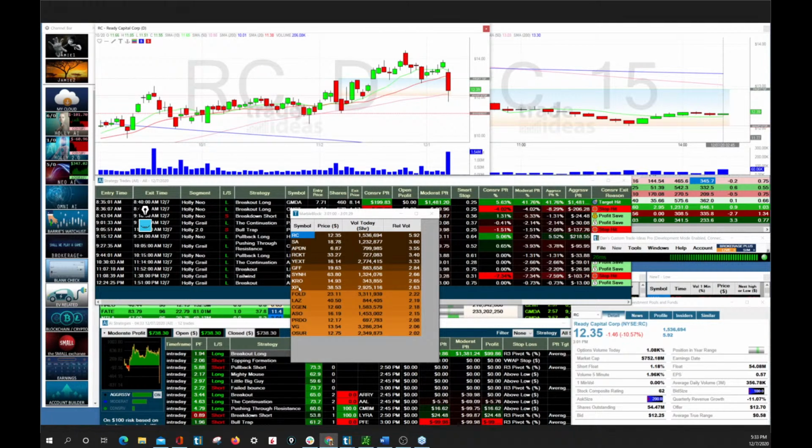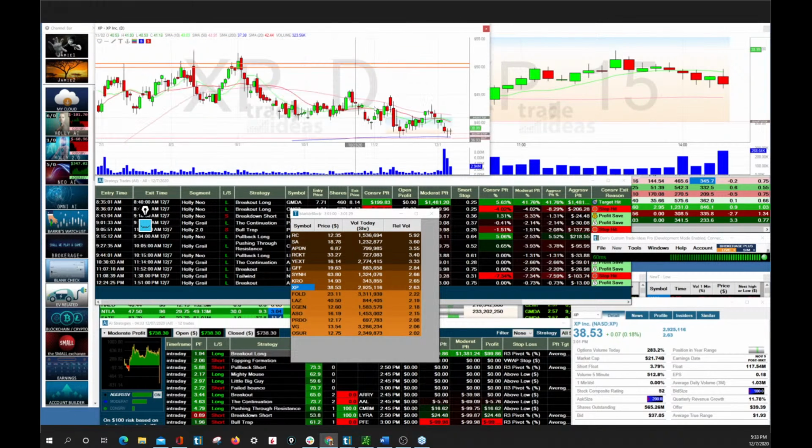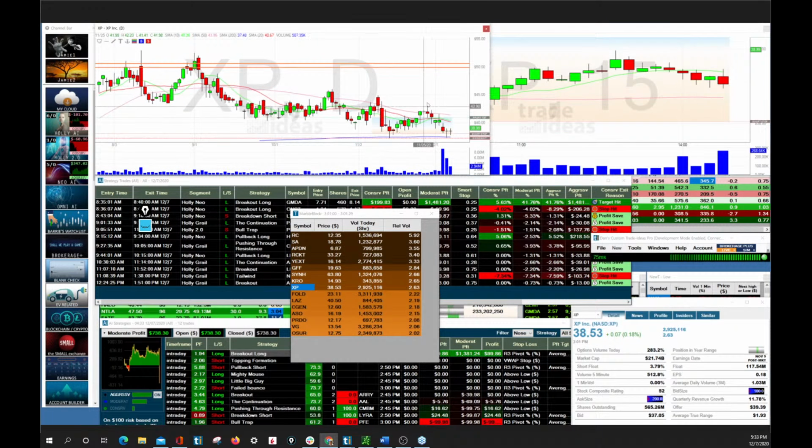Another one. We could scan through this whole list, but I'm just picking out the ones that look good to me. This one doesn't look too shabby at all. XP, all right? Nice little grind up over a period of days. Sellers take control, jam it back down here. Bottoming out on Friday with a nice little doji candle, and we got a nice little doji candle here again. So this might not be a bad swing trade candidate.